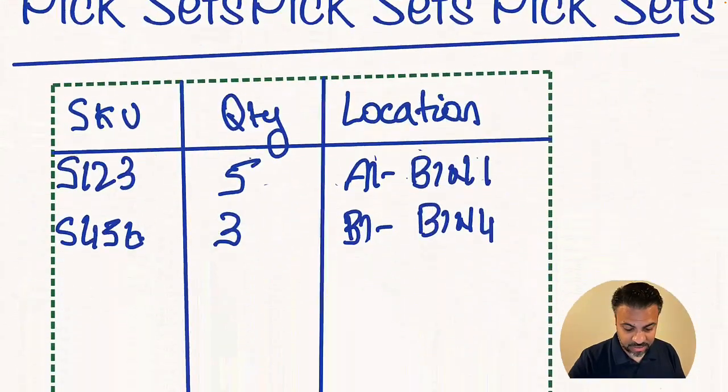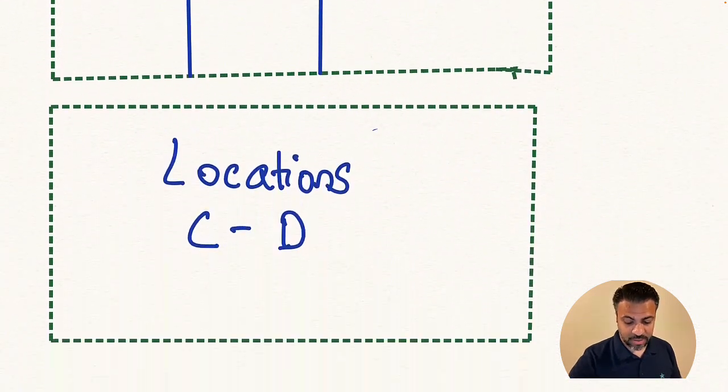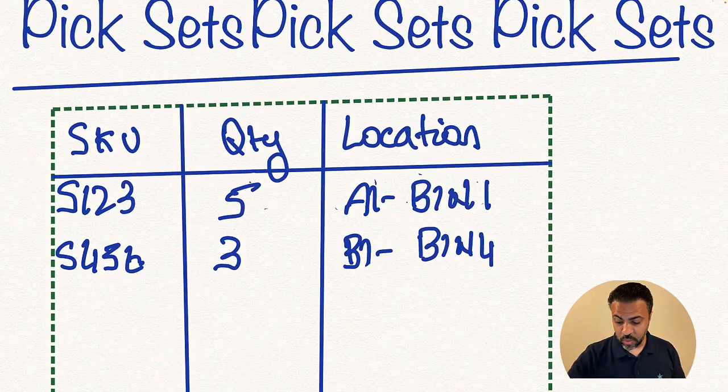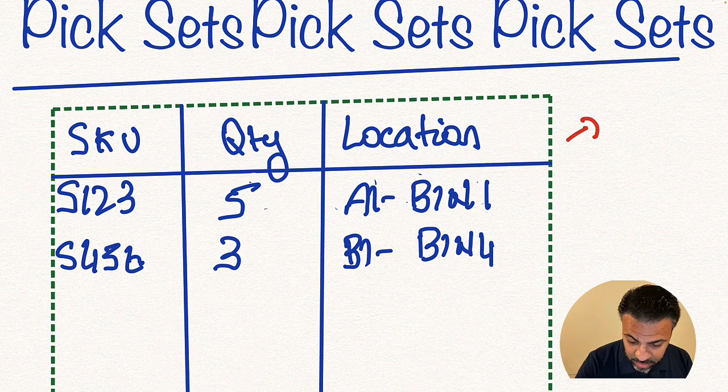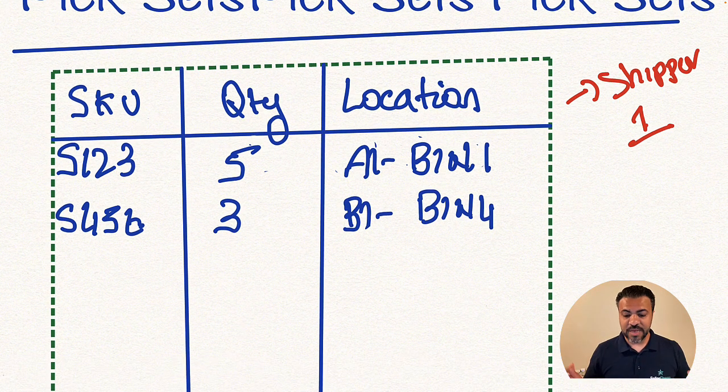This is what a pick set looks like. A pick set has the SKUs, the quantities that need to be picked for those SKUs, and the locations where those items are located. This is pick set 1, which will go to shipper 1. It has all the items in A and B. The other thing about pick sets is that they should contain items that are close to each other, so neighboring locations. Locations A and B is what this pick set has.